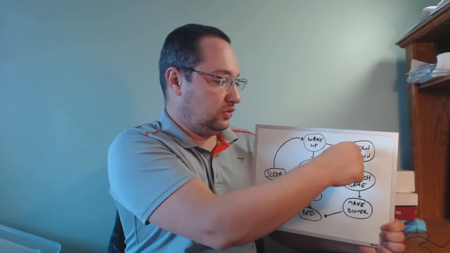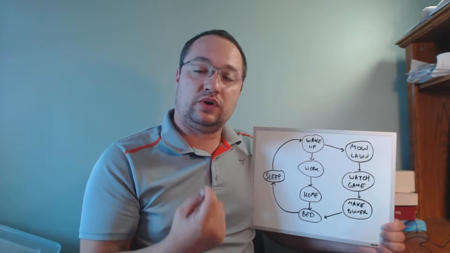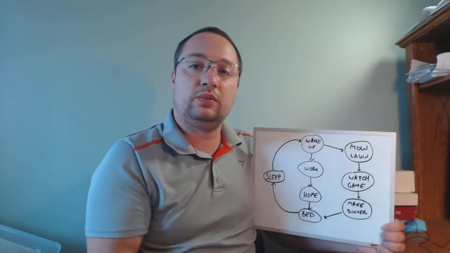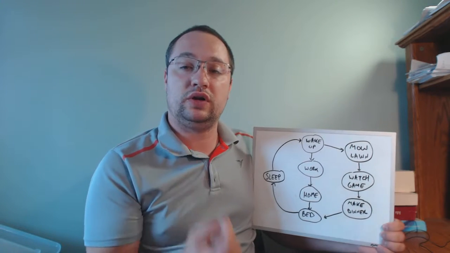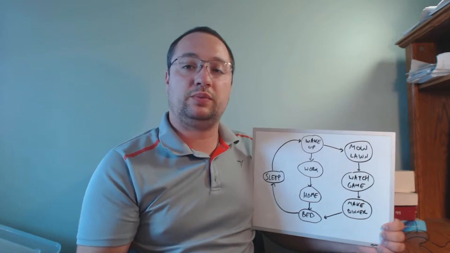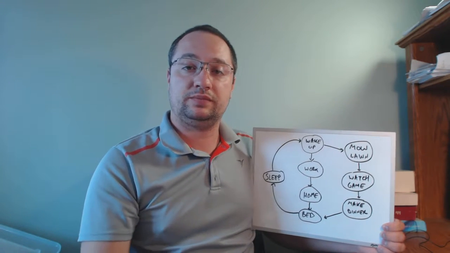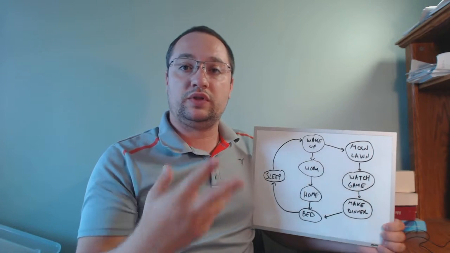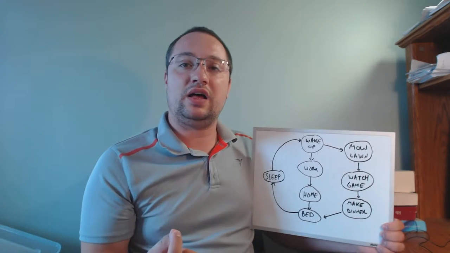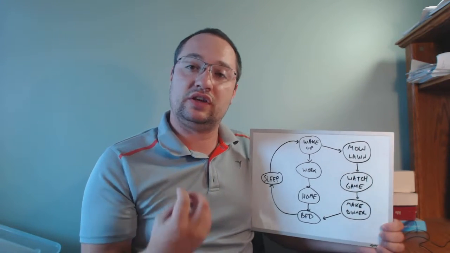Once you transition from mowing the lawn to watching the game, now this is where it gets interesting, because the trigger to move out of watching the game is mixed. It can be either time or an event. For example, let's say the game is scheduled to end at 6 o'clock, but the game goes into overtime. So when you get to 6 o'clock, the time, you have to check to see, is the game over yet?